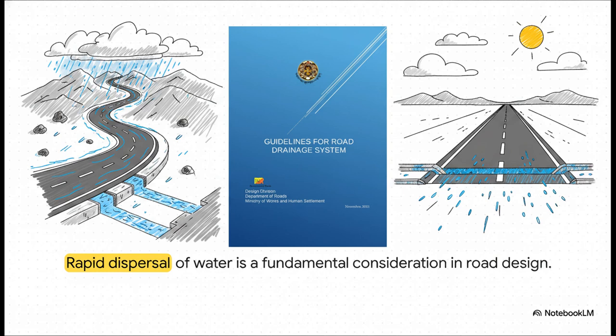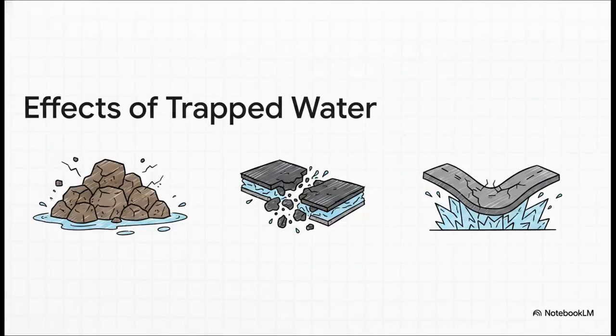Even in highly specific documents like the Bhutani Department of Roads Guidelines for Road Drainage Systems, the core principle is exactly the same. Whether you're building a massive interstate highway in the US or a steep mountain pass in the Himalayas, getting water away from the pavement and subgrade as fast as possible is the absolute most fundamental consideration in road design. So, the crucial point is understanding exactly how this trapped water destroys our roads from the inside out.